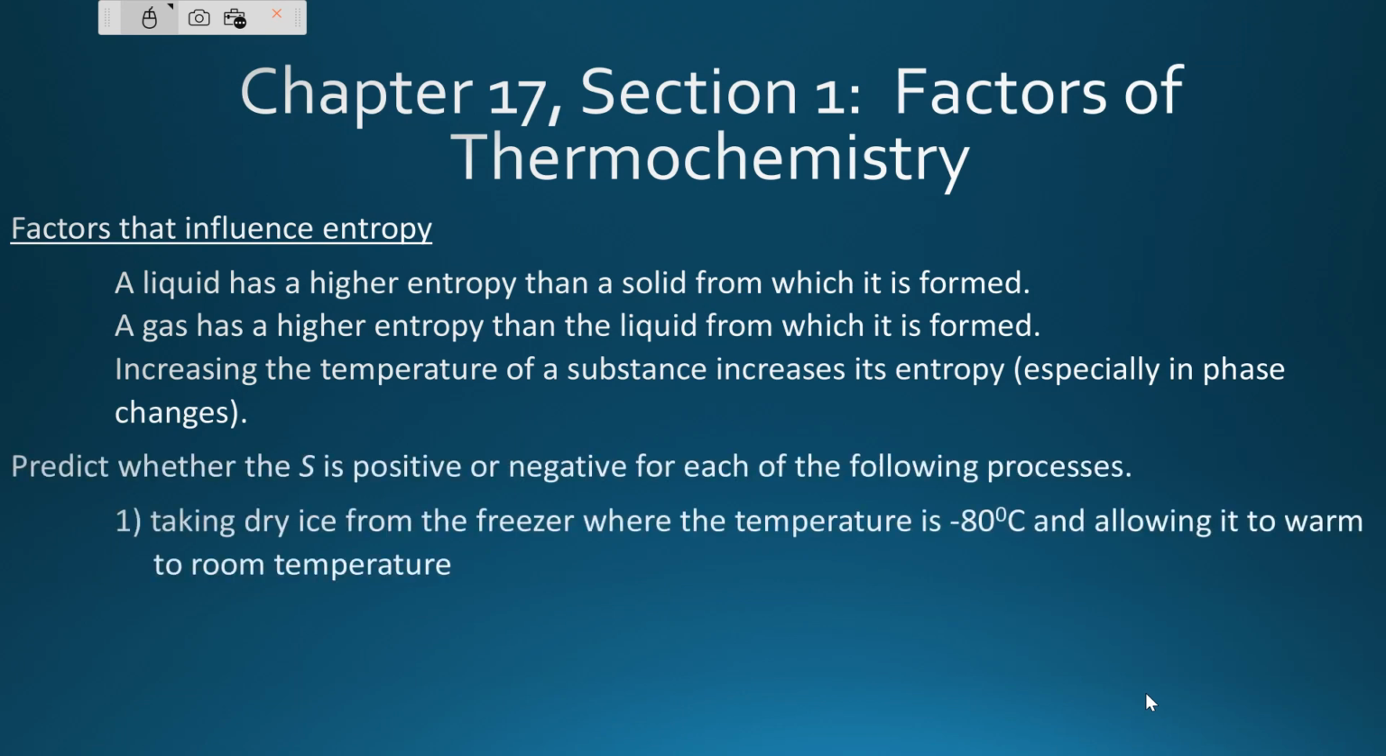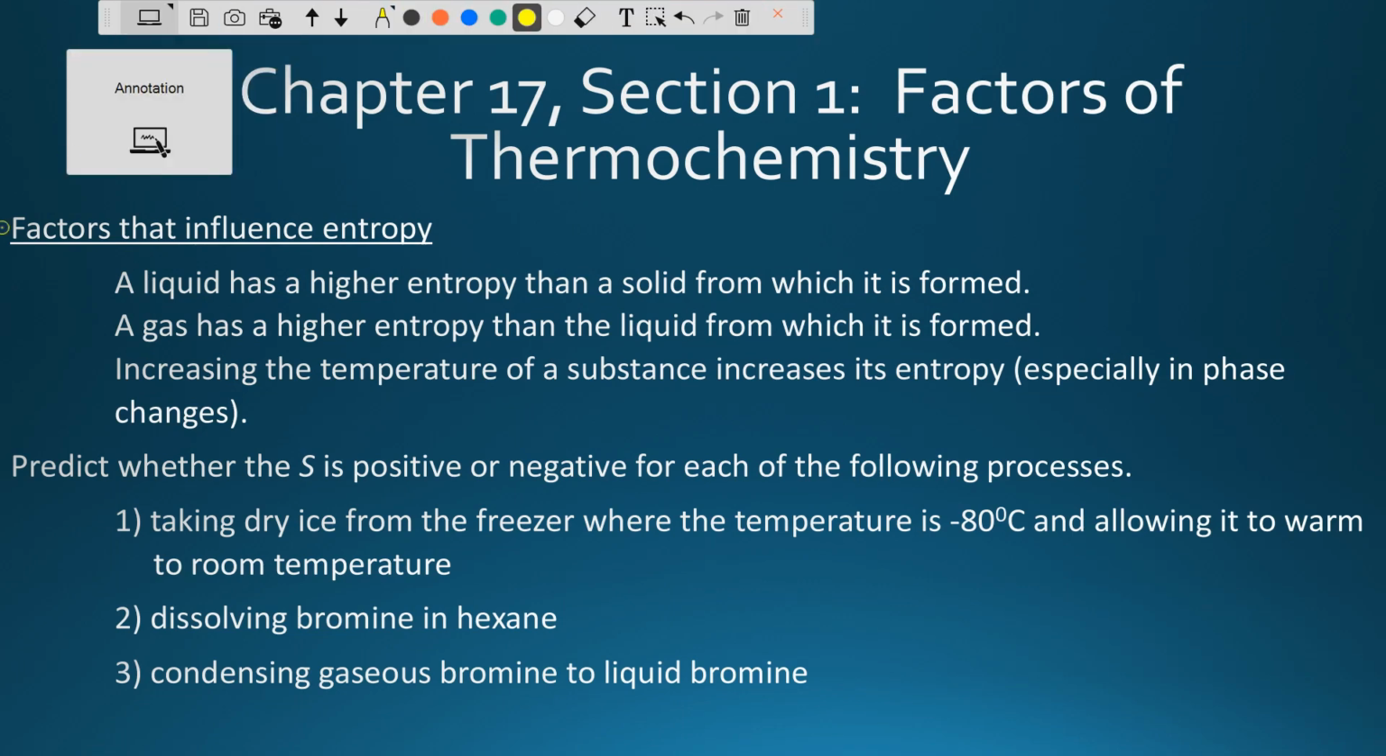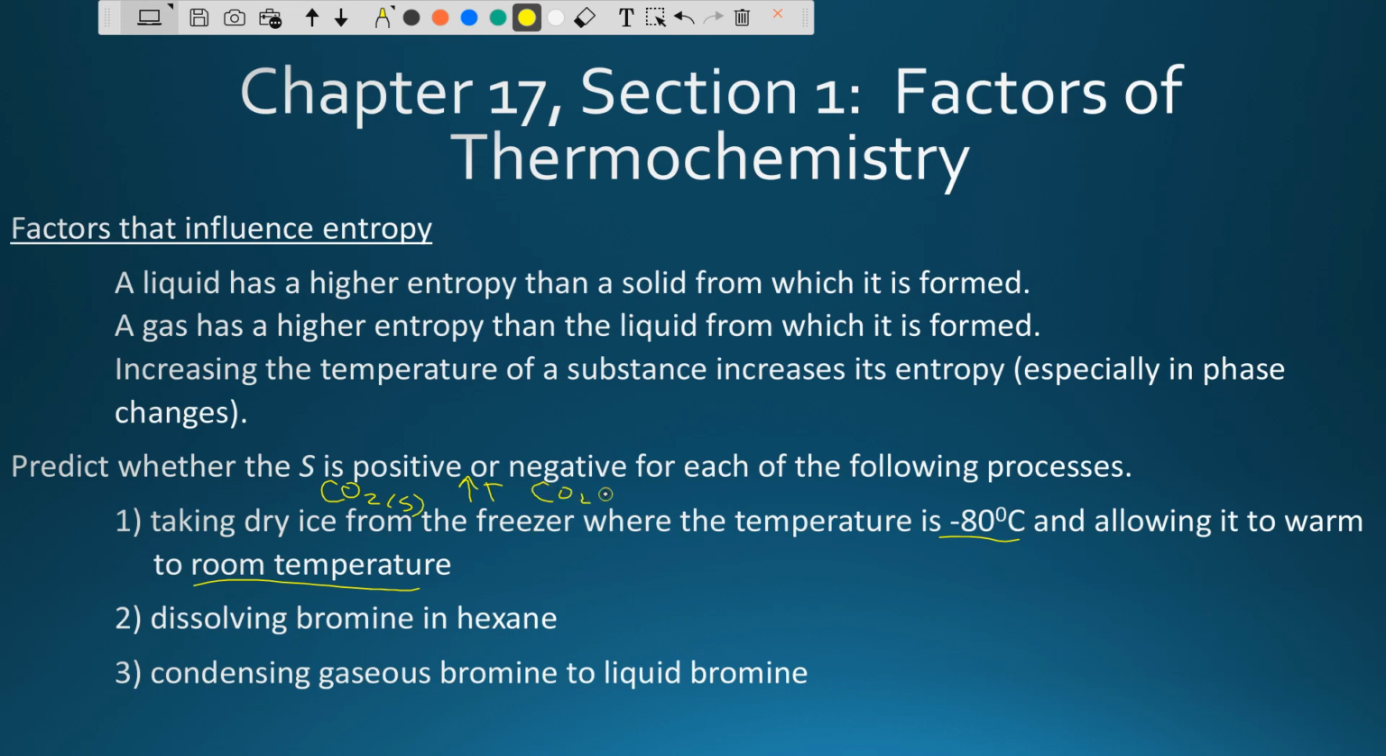So we would take a look at some scenarios and see whether this is going to be positive or negative. Let me just put up all three scenarios here to predict whether this is going to happen, and let's apply our rules as we go. All right, we're taking dry ice, which is carbon dioxide as a solid, going from negative 80 to room temperature. If we allow it to warm to room temperature, we're increasing the temperature, and the question is, would that be going to a gas? I would expect that to be a positive S, or a positive entropy, because it's a solid to a gas and we're increasing temperature.